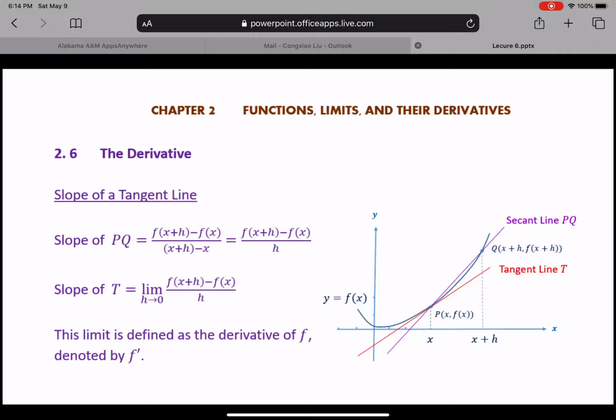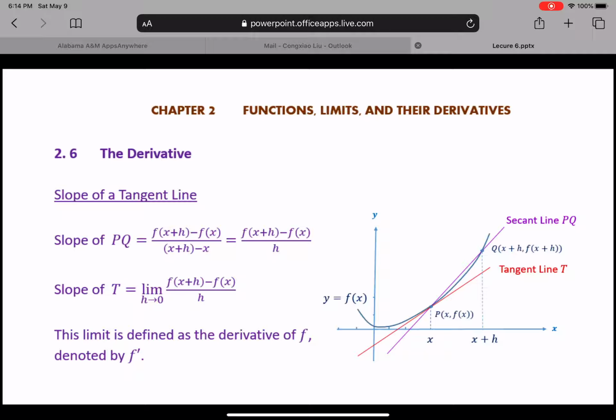So then we can rotate the secant line PQ around P toward the tangent line T. As PQ gets closer and closer to the tangent line T, the slope of the secant line PQ approaches the slope of the tangent line. So we can take the limit of the slope of secant line PQ to get the slope of tangent line T.